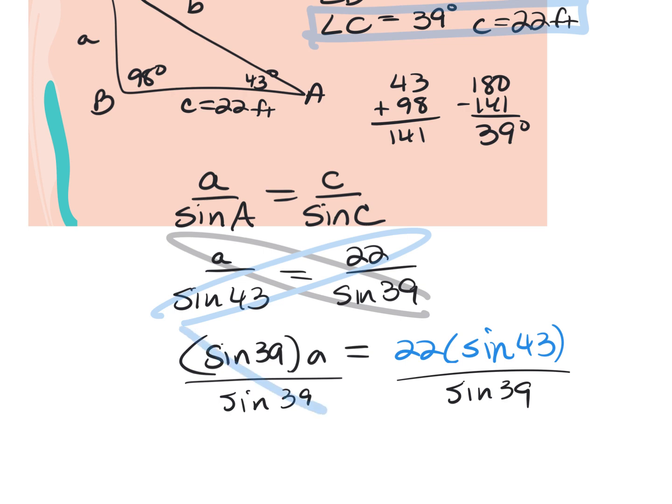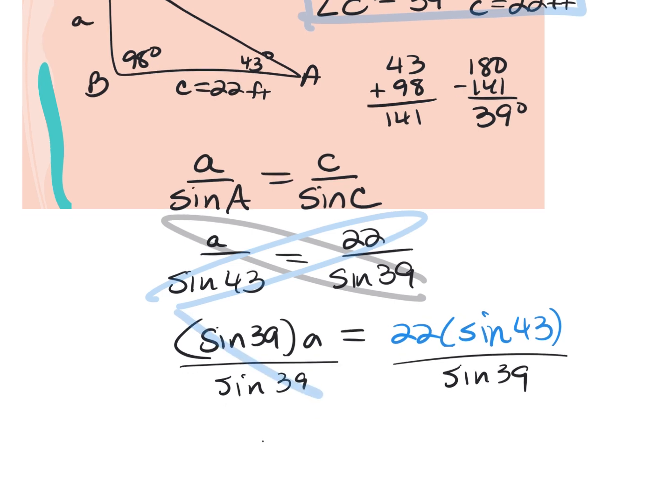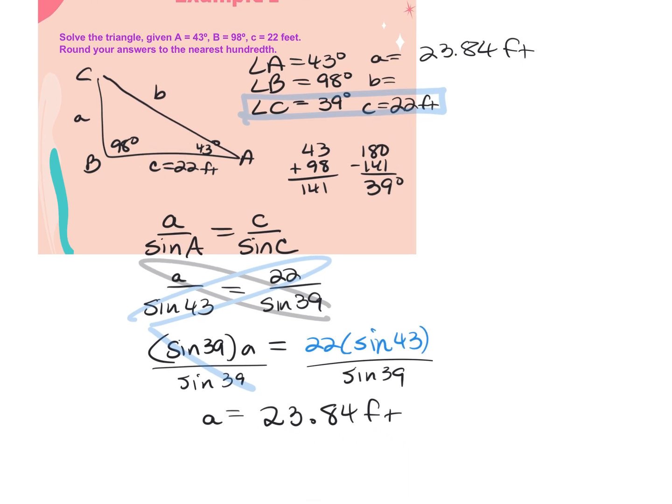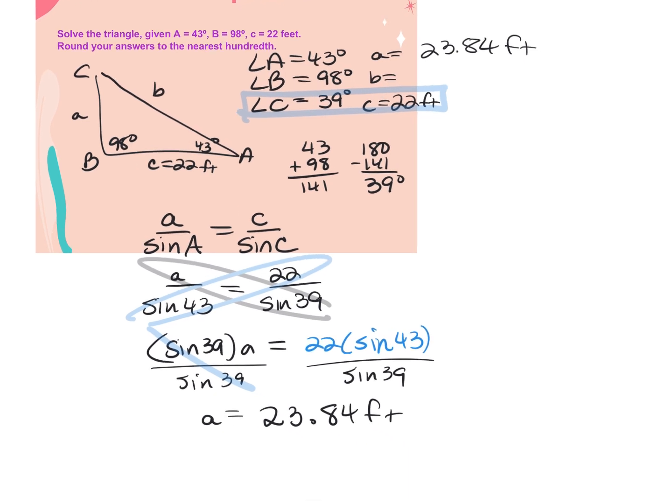So that cancels that. And then on your calculator, you're going to do 22 times the sine of 43 divided by the sine of 39, round it to the hundreds place, 23.84 feet. And that's side length A. Now to find B, I need to do another proportion.